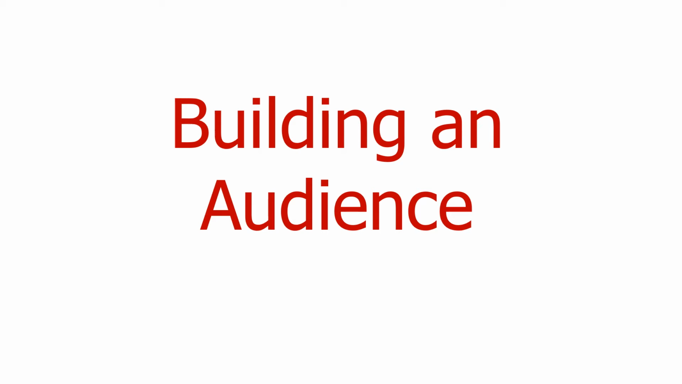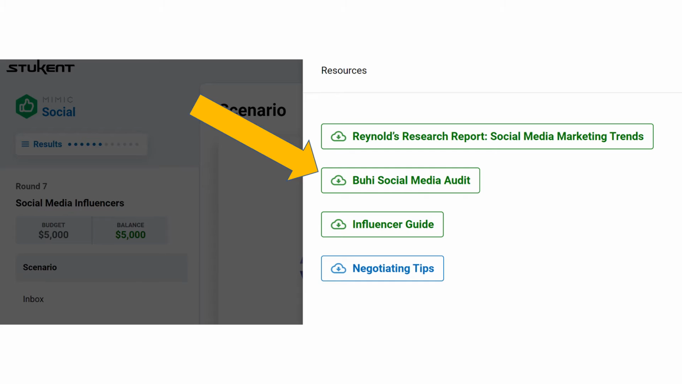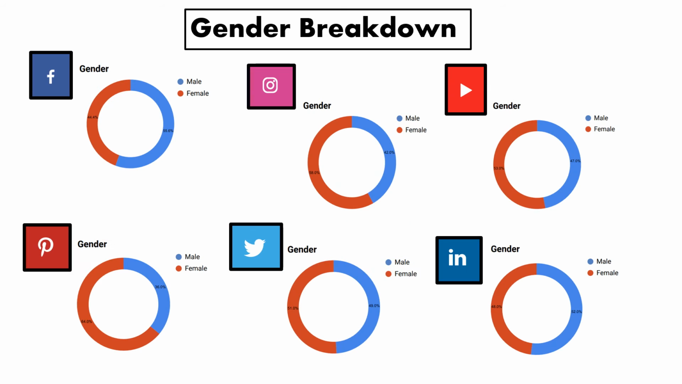Remember that this is a computer program, and in Stukent World as well as the real world, you need to use real statistics and data. Okay, now let's do this. Again, I can't actually go back and see rounds 4 through 6, but luckily important information carries through from round to round. If you haven't spent a lot of time on these resources, now is the time to revisit them. From the main screen of your round, click Resources at the bottom of the screen. Then click on Buoy's Social Media Audit. You'll be taken to Stukent's social media audit page.